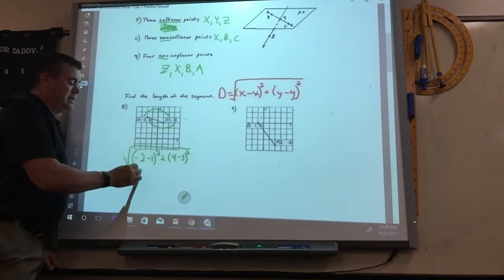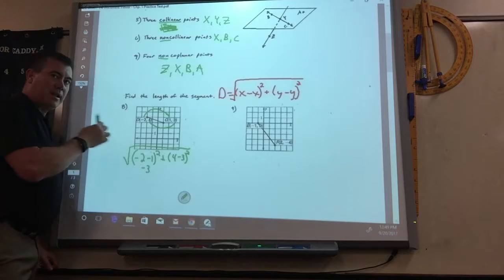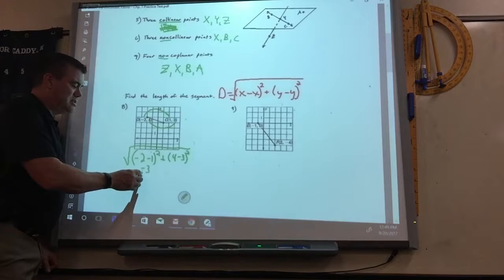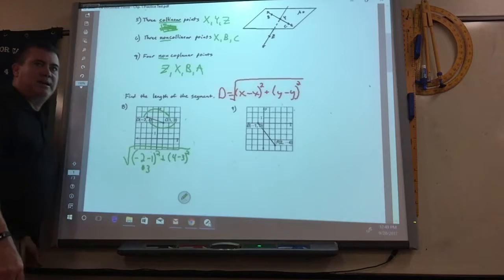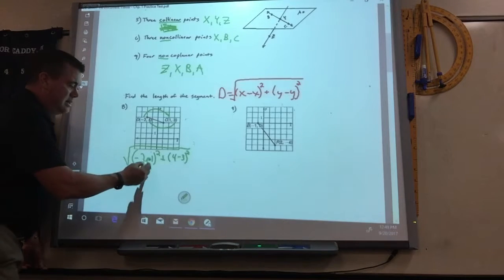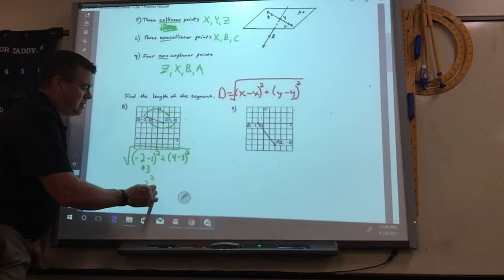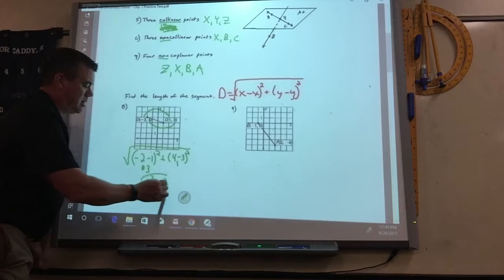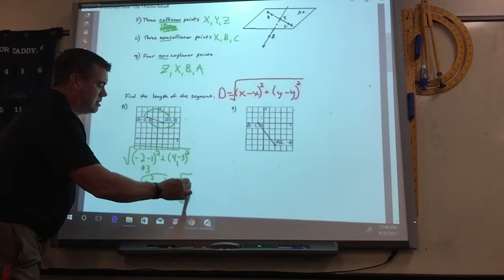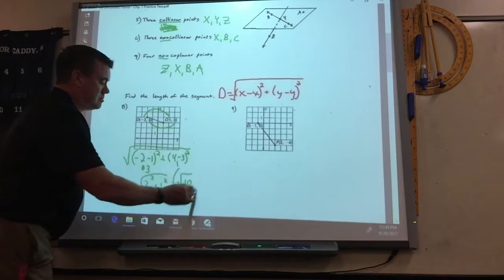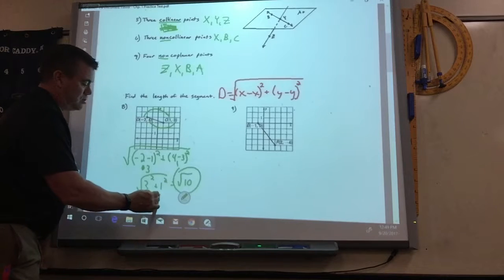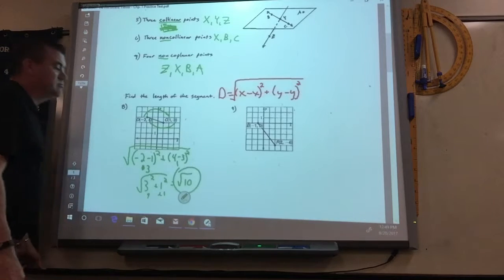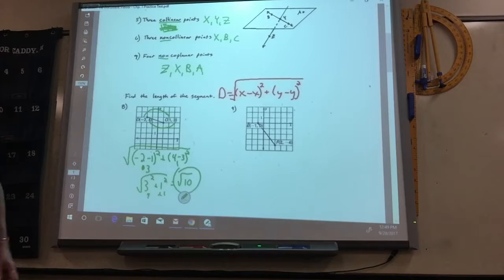-2 take away 1 is -3. But remember, it's always positive. So just disregard it. When you subtract, if you get a negative, just drop it off. So this is 3 squared plus 4 minus 3 is 1 squared, square rooted, is square root of 10. 3 squared is 9, 1 squared is 1. So you just leave it square root of 10.